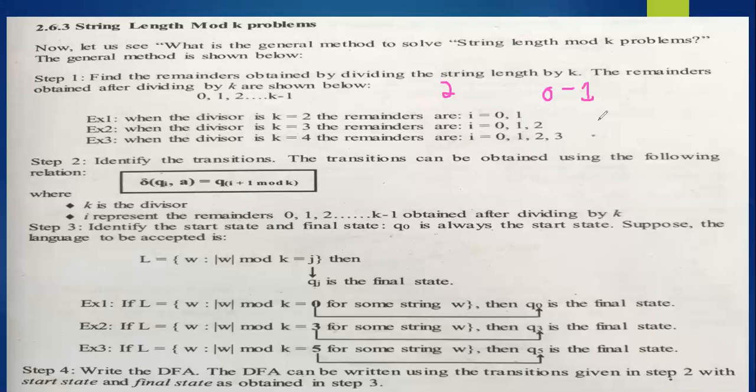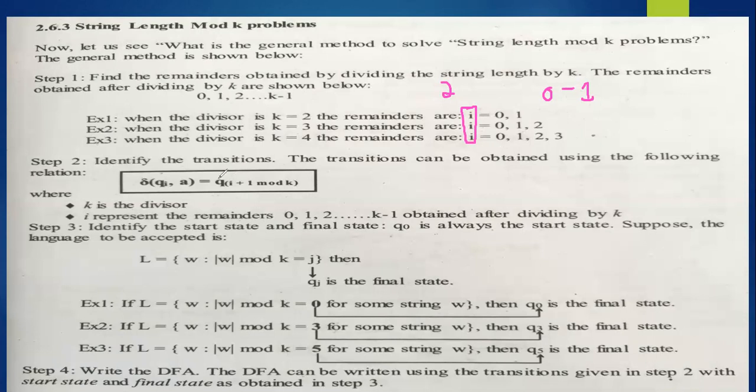Means 0 to k minus 1. So those are the possible remainders we use to generate the states. And those remainders, we are naming them with what? The alphabet i, exactly. k stands for the divisor, and i stands for the possible remainders we are generating using k.